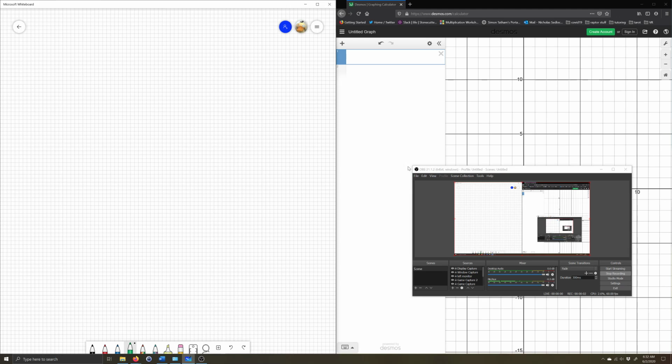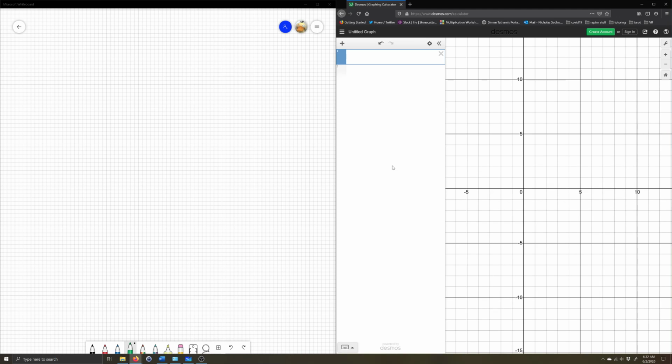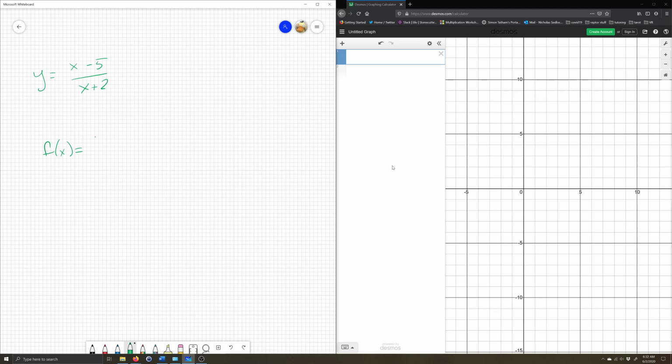All right, I want to talk about using transformations to graph rational functions. I'm eventually going to talk about a more complicated graphing of rational functions process, but here's my idea. Suppose I've got y equals x minus 5 over x plus 2, and I want to graph it. So I'm going to start with a base function of f of x equals 1 over x.